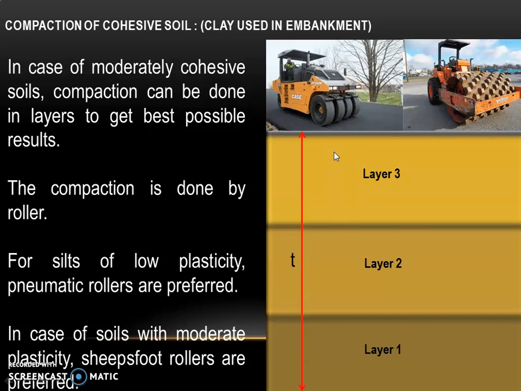So, soil is laid till the total thickness of the soil, that is T, is achieved. For silts of low plasticity, pneumatic rollers are used, and for soils with moderate plasticity, sheepfoot rollers are used for compaction.